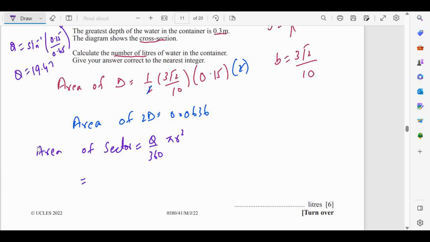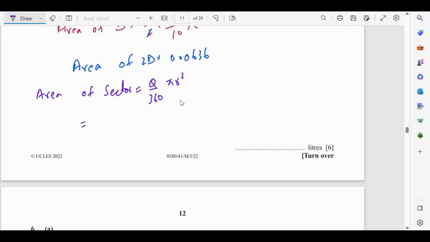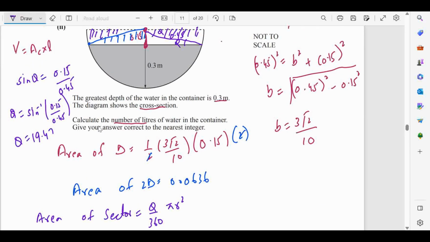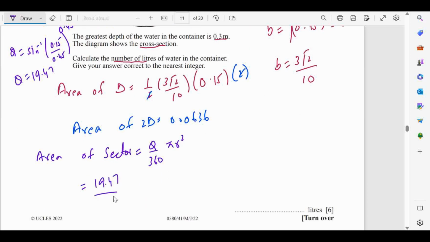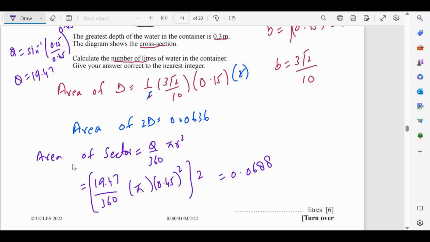So for the area of the sector, again we can see that we have two sectors, one on this side and the other on this side. That is why we will multiply by 2 also. The angle is 19.47, so 19.47 divided by 360 multiplied by pi multiplied by 0.45 squared, where 0.45 is the radius, the whole multiplied by 2. So this will be equal to 0.0688. This will be the area of the sector.